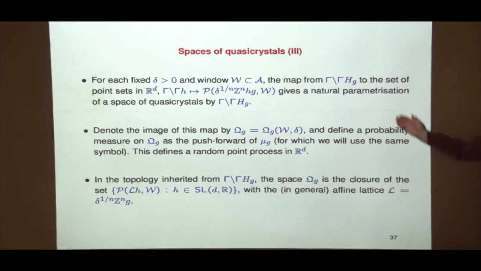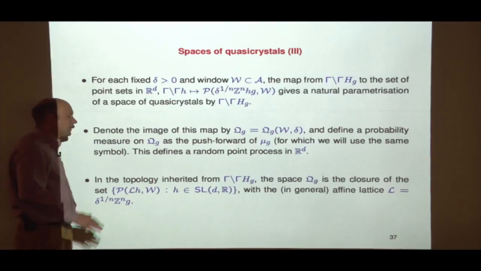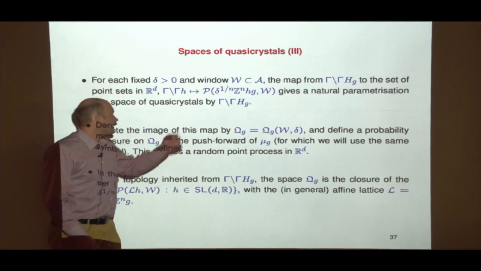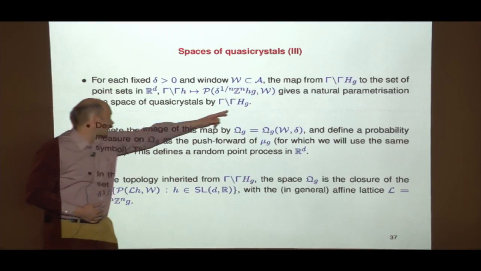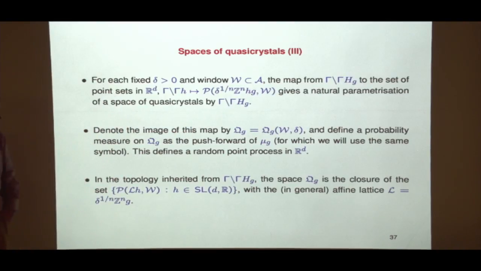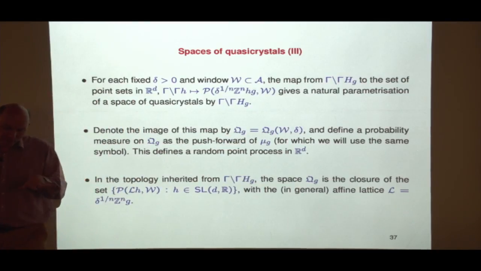And now, in analogy with a space of lattices, I'm going to use my embedded submanifold to parameterize the set of quasicrystals that we obtained. So I'm going to call this then the space of quasicrystals. The reason why we like doing this is because, in some sense, we like to think of random point processes more generally. And each quasicrystal in our family will be a realization of this random point process.